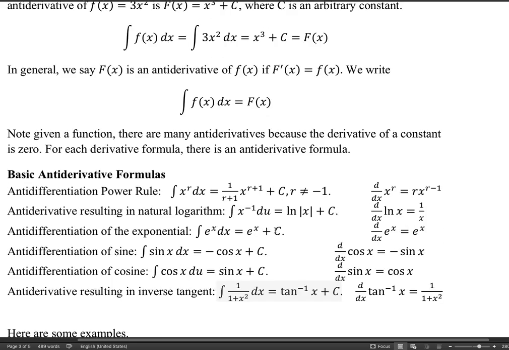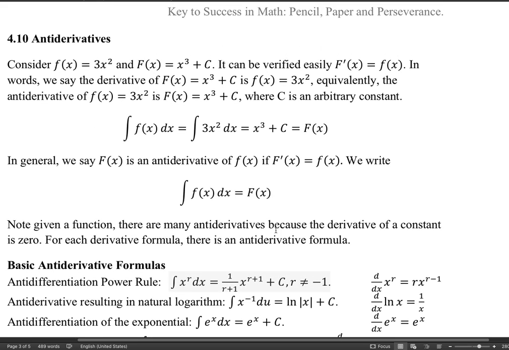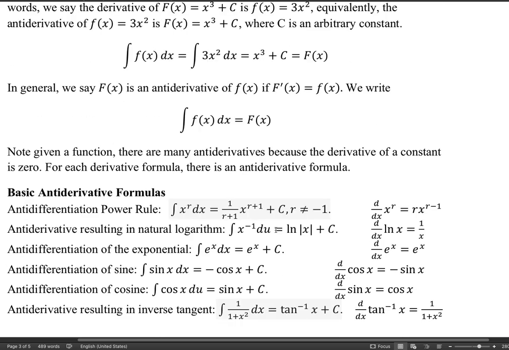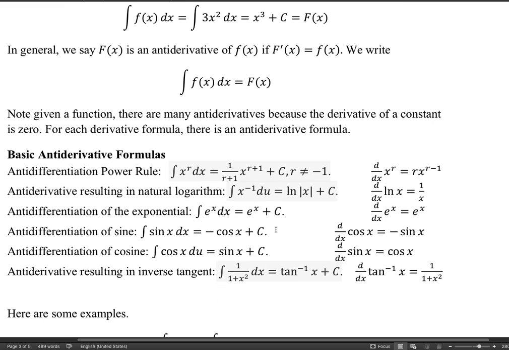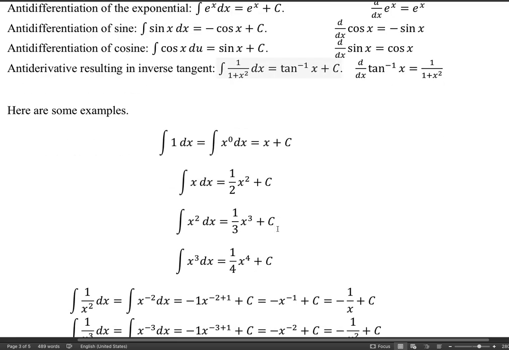So these are the basic formulas for antiderivatives. Put in a simple way, I'm saying they are literally from the corresponding derivative formulas. Think very carefully. All the antiderivative formulas come from the corresponding derivative formulas. How about let's take a quick look at some examples, very simple examples.